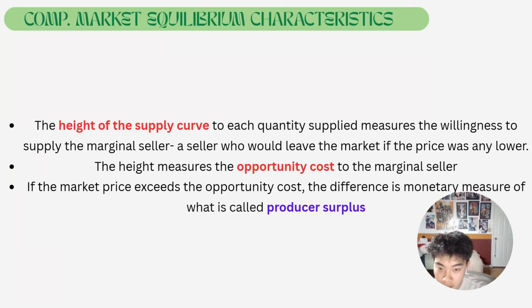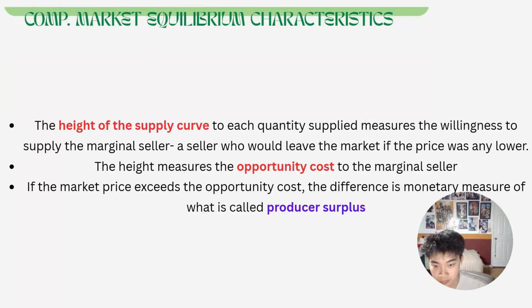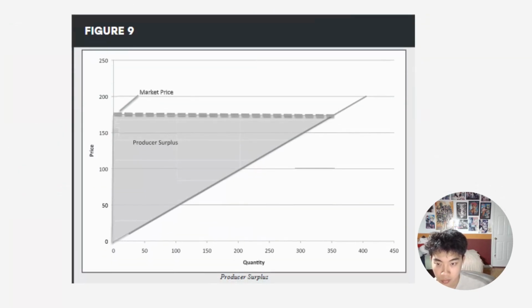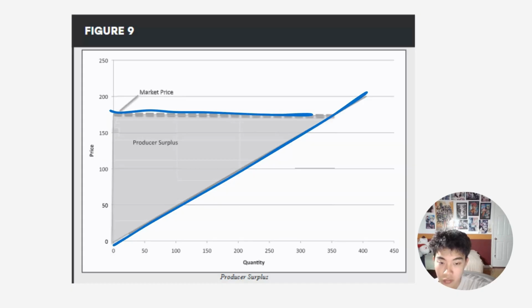Now, the height of the supply curve at each quantity supplied measures the willingness to supply of the marginal seller, which is a seller who would leave the market if the price was any lower. The height measures the opportunity cost to the marginal seller. If the market price exceeds the opportunity cost, the difference, in monetary measure, is called producer surplus. So producer surplus is the region under the market price and above the supply curve. So this is producer surplus.